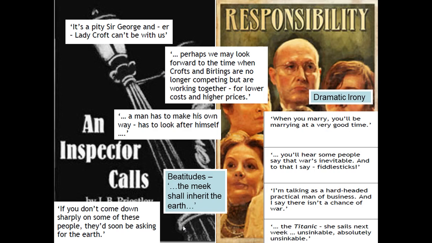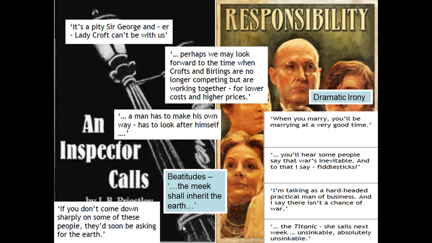So if we start from the top left-hand corner, it's a pity Sir George and Lady Croft can't be with us. So this is Arthur Birling in Act 1 talking to Gerald, his future son-in-law. Gerald is from the landed gentry. He's from the old school Edwardian money, where the money's come from royals and it's come from years back, and he's used to this life. Arthur Birling is not quite there. He is nouveau riche, so he has made his own money in this society, and therefore he's looked down upon a little bit. So the Birlings are an up-and-coming family. The Crofts are more of an established family, and the Birlings are trying to get there.